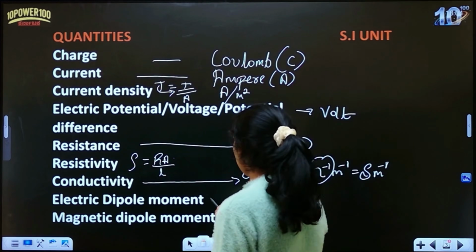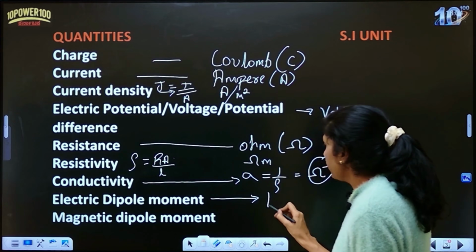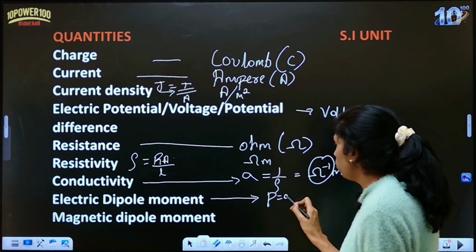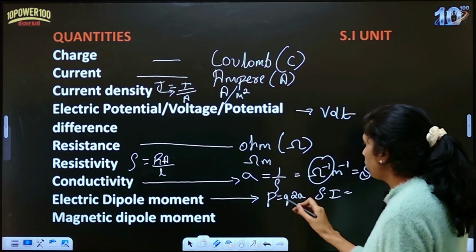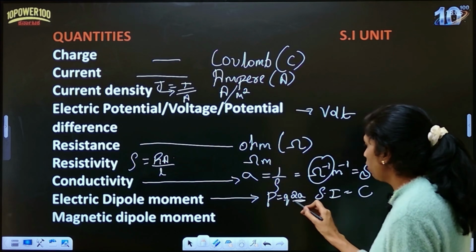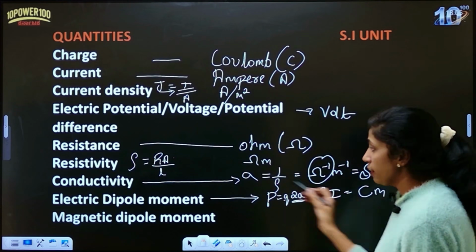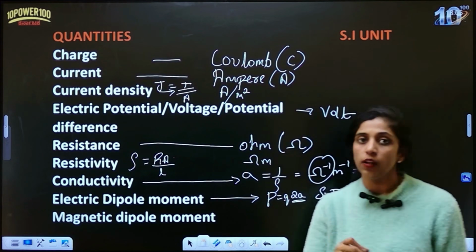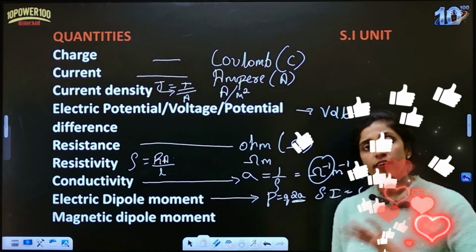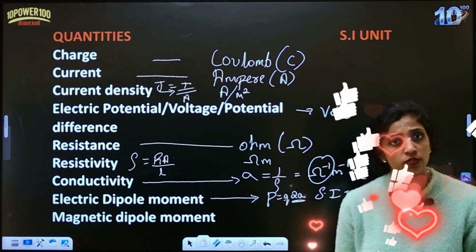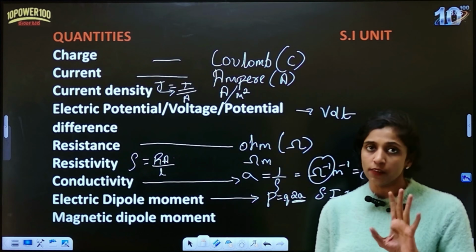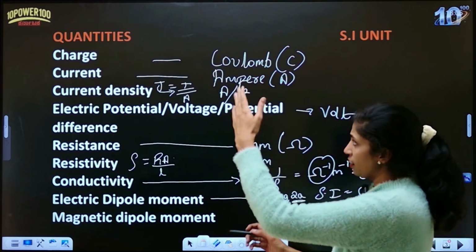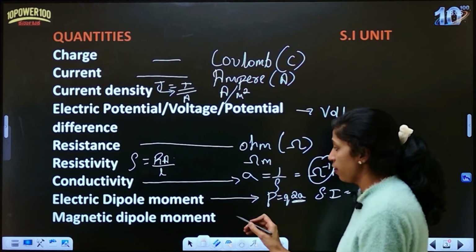Next, SI unit of electric dipole moment. The electric dipole moment formula is P equals Q times 2A. The SI unit of charge is Coulomb, whereas the SI unit of distance is meter. So the SI unit of electric dipole moment is Coulomb meter. You might get all these SI units in MCQs or 1-mark questions. At least one question you will get, and that's the reason I've selected almost all the SI units here.